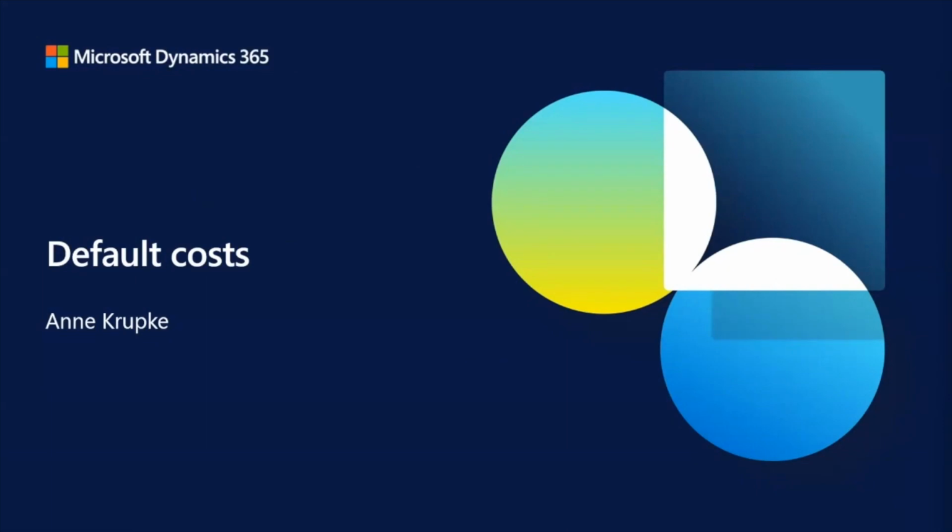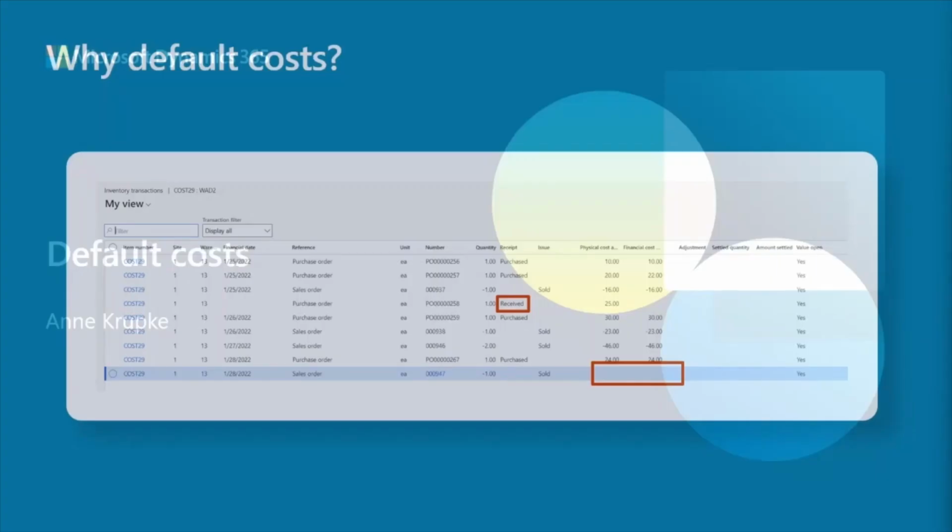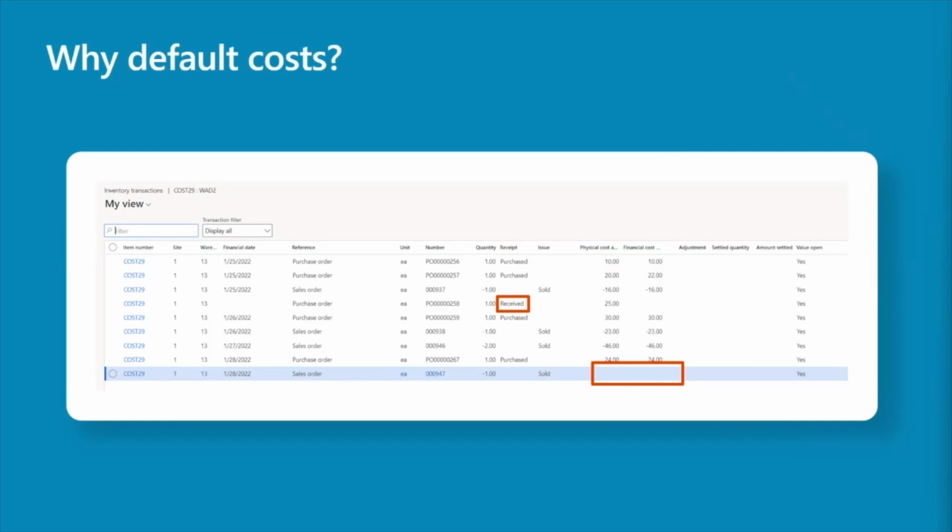Thanks, Rachel. Let's switch gears and discuss how default costs are established in D365 supply chain management. When we allow negative financial inventory as a setting and do not include physical value in our running average cost calculation, sometimes we can issue inventory that has only been physically updated on its receipt, but not financially. In this case, the running average cost is actually 0, and it is possible that the system will then post the transaction at a 0 cost.